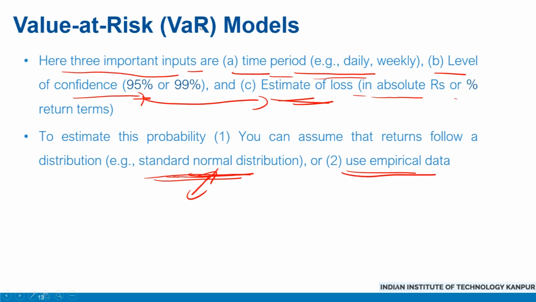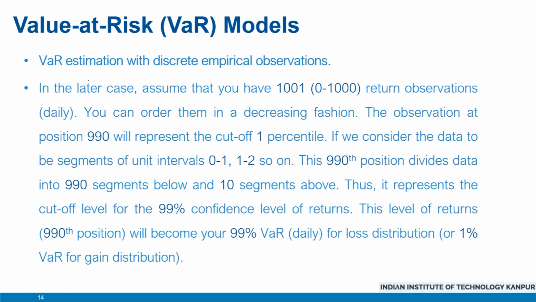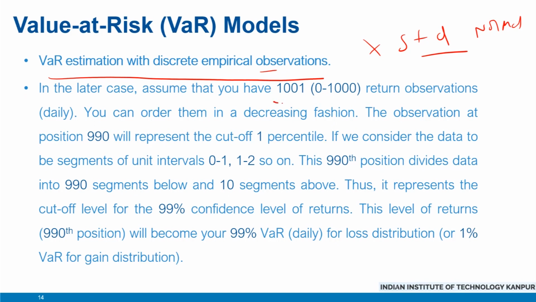Then what to do? So let's discuss how to estimate VaR when you have discrete empirical observations. Although more desirable is to have some kind of distributional properties like the standard normal distribution, in the absence of that, how do we estimate with the empirical discrete observations? For explanatory purposes, I'll use a rather simple case where I have 1001 observations, starting from observation number 0 to 1000.